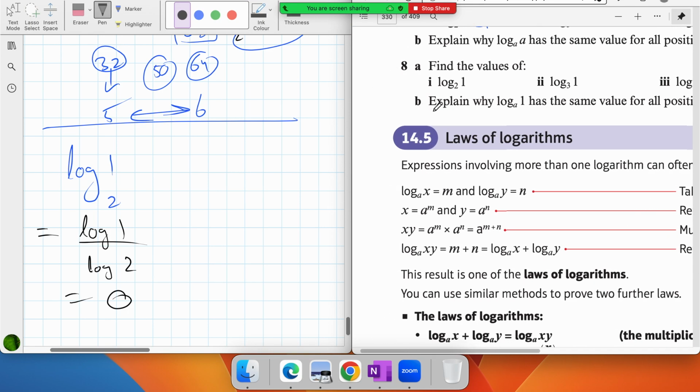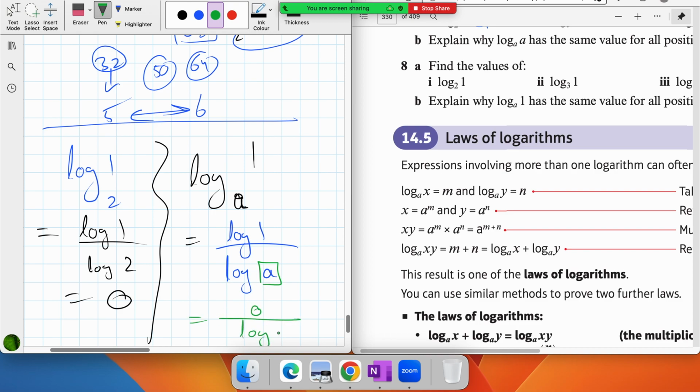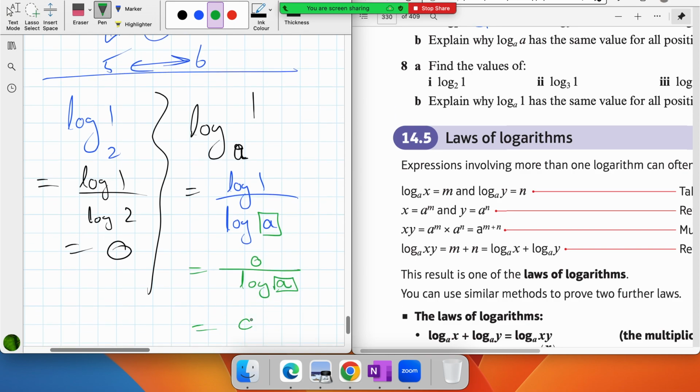Okay, now it says explain why log 1 to base a has the same value for whatever the value of a is. So actually it is log 1 divided by log a. You keep on changing the value of a, nothing happens because the numerator is 0. So whatever the value of a is, the final answer is 0.